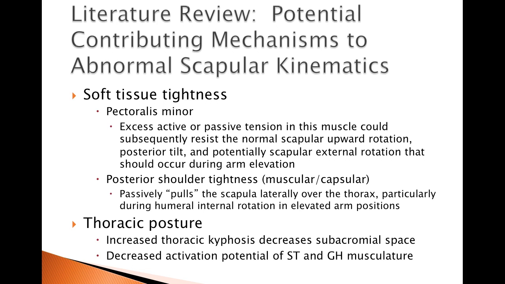If the shoulder is tight posteriorly, it's going to pull the scapula out laterally, okay? Particularly during humeral internal rotation. Something else that we want to be aware of is thoracic posture. That increased thoracic kyphosis decreases the subacromial space, and it decreases the amount that scapulothoracic and glenohumeral musculature are able to fire.